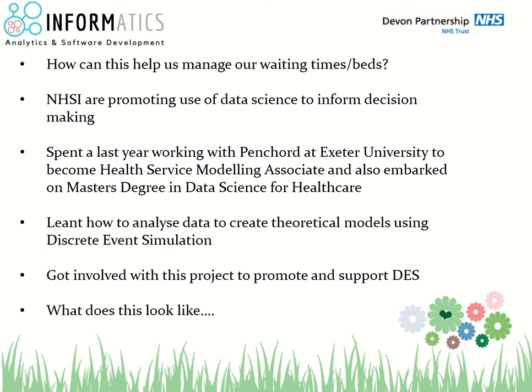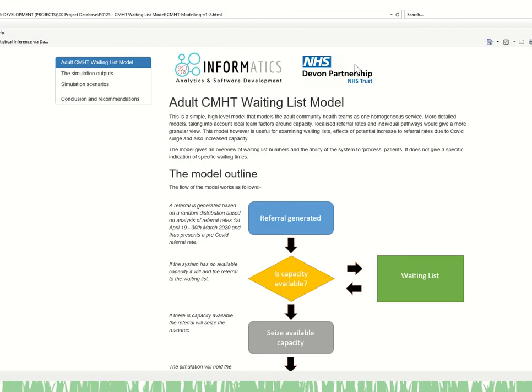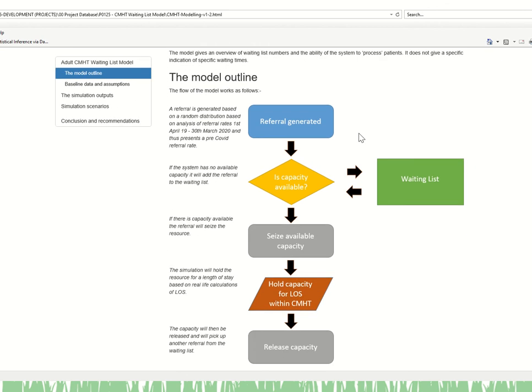So what does this look like? And here is one I prepared earlier. I'm not going to go through the actual code per se, but I will go through some of my model and some of the modelling work that I've done, just to show some of the bits and pieces that can be done. So I've created a very, very simple adult community mental health treatment waiting list model. I'm not going to go through all the massive details, but it worked at a really high level. It was very, very simple.